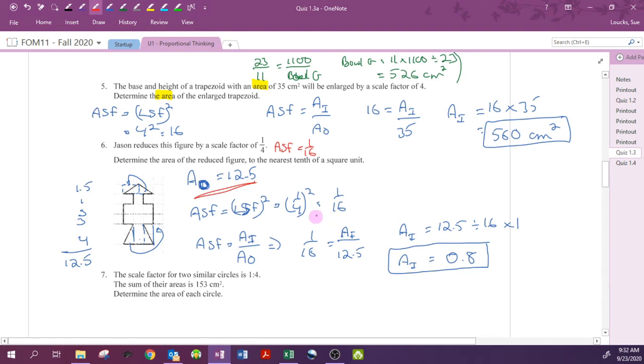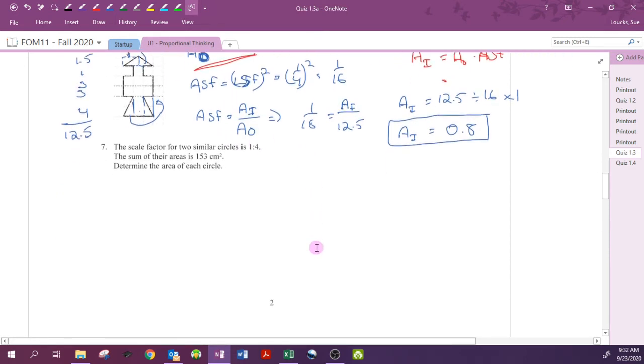Okay, and then you need to set up this proportion or a similar equation. If you made the equation, if you used the area of the image is the area of the original times the area scale factor, and then you filled it in, that would be fine too.